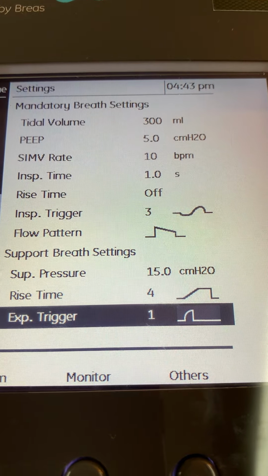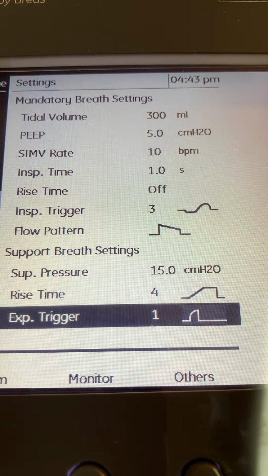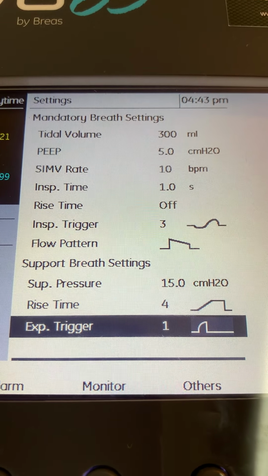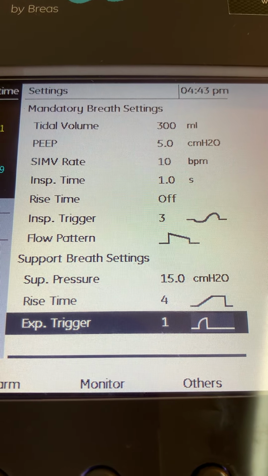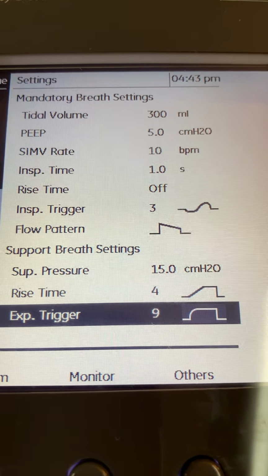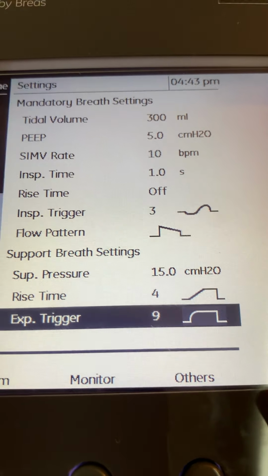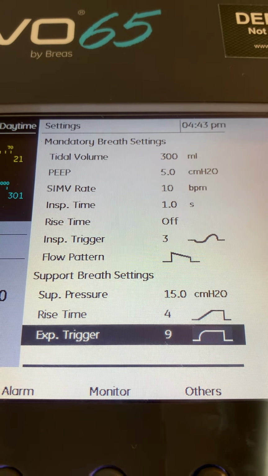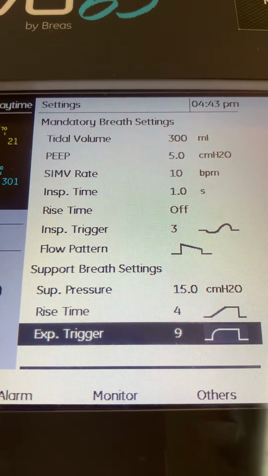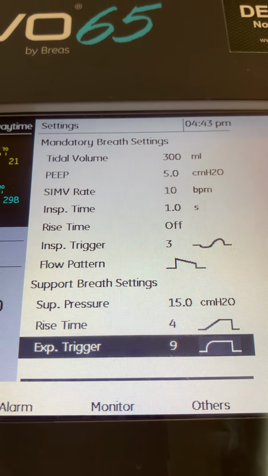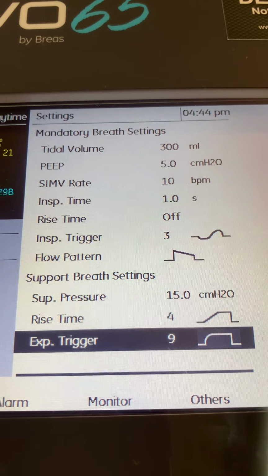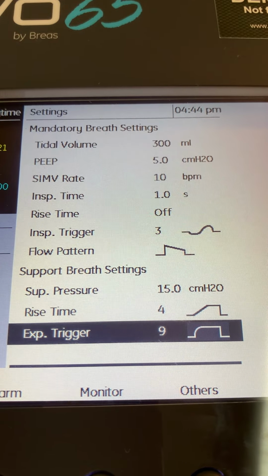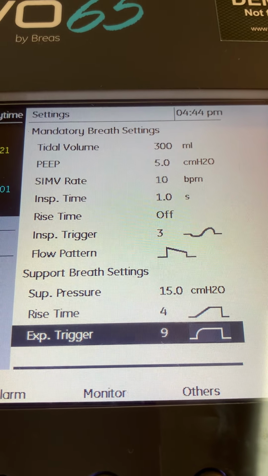This setting here would show a 10% drop in flow. So your expiratory trigger setting of 1 would be a 10% drop in total peak flow, and the ventilator will kick into the expiratory phase. In this case, a setting of 9 would be you would need a 90% drop in total peak flow before the ventilator cycled into the expiratory phase. A setting of 9 would be more appropriate for your restrictive diseases because you want to make sure that you have enough time to deliver what you want to deliver, okay?